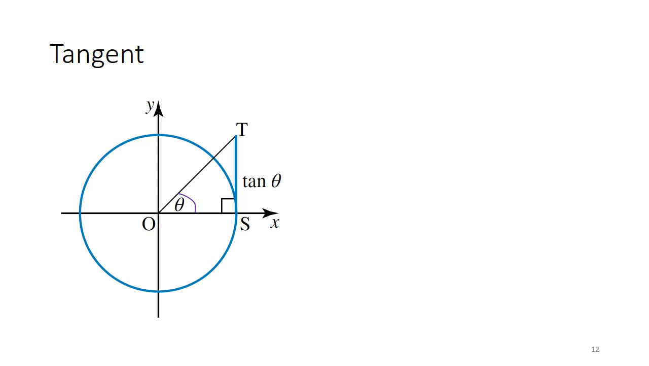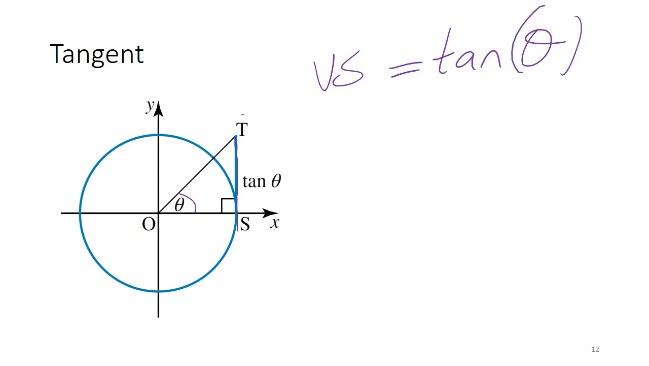So, using the unit circle, the vertical distance TS, which is this one, is defined as the tangent of theta. I'm just going to write that down for you. The vertical distance TS is defined as tangent of theta.